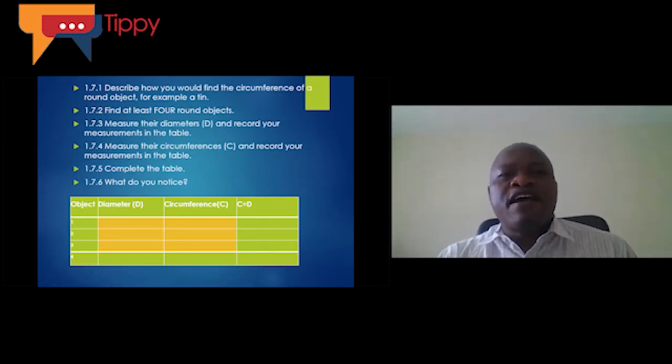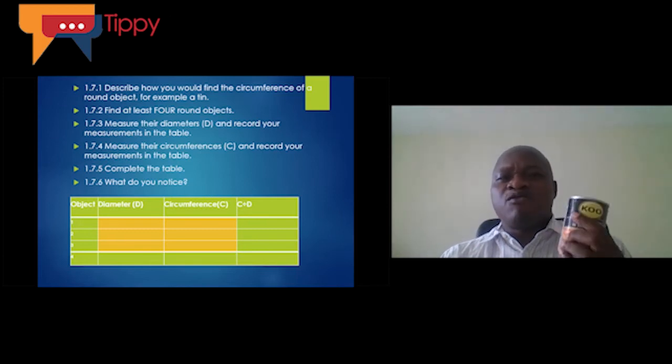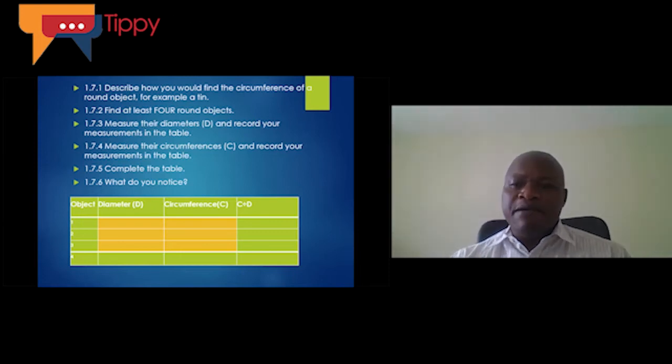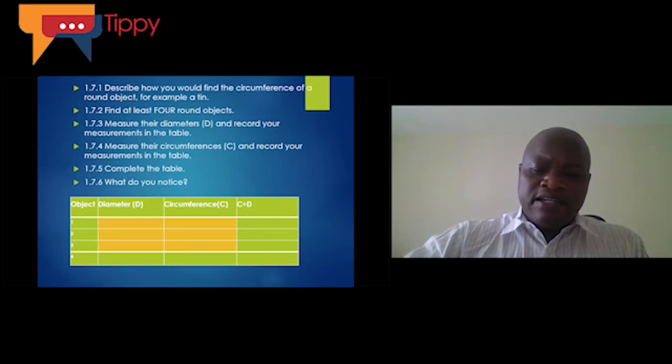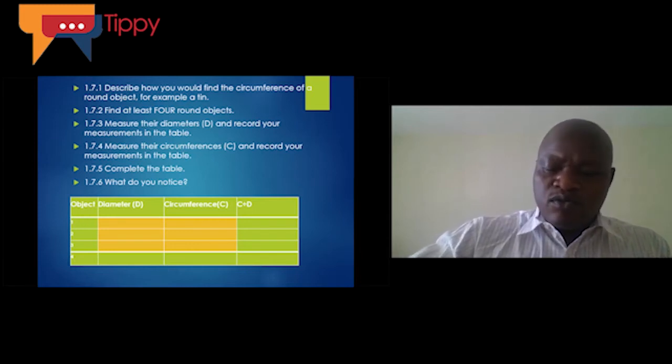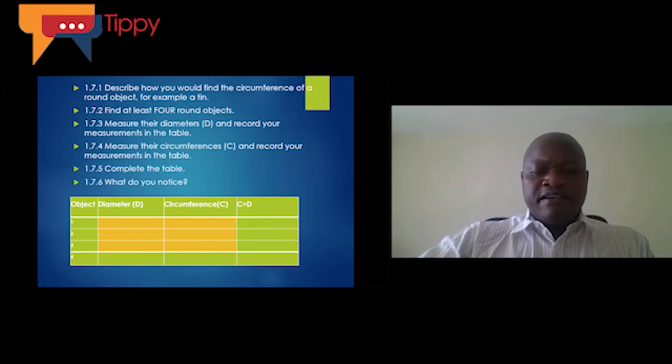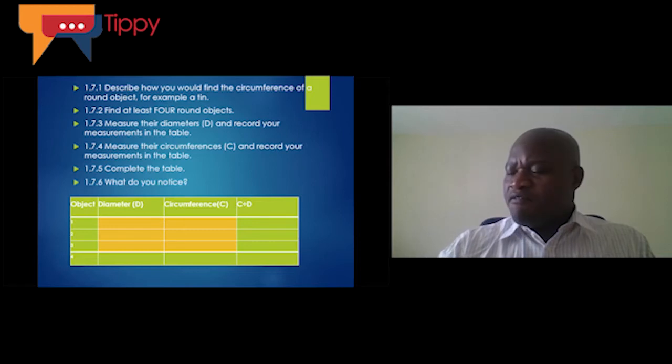The second question is find at least 4 objects. I've got 1. You're gonna find 4. With these 4 objects, you're going to measure the diameter. I'm going to measure the diameter here, right? I'm finding 72 millimeters, 73, 75, 74. That means the diameter here is 75 millimeters.